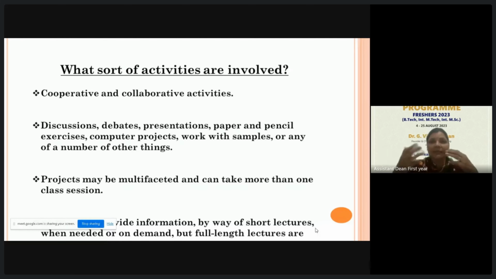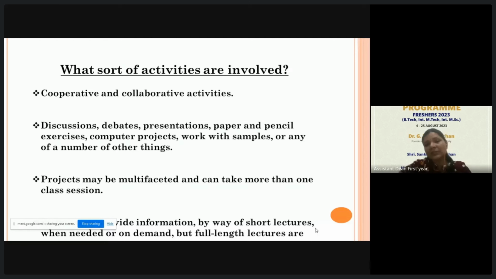Because all the time, whenever I'm talking about CALTech, the main thing is the activity that we are involved in, different types of activities. Obviously, the activities will depend on the curriculum, the syllabus, and may vary from content to content. We have different types of subjects, different types of papers, and based on that content, the activities can be designed.